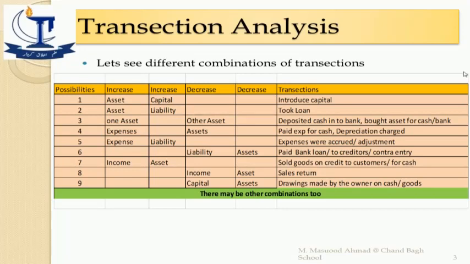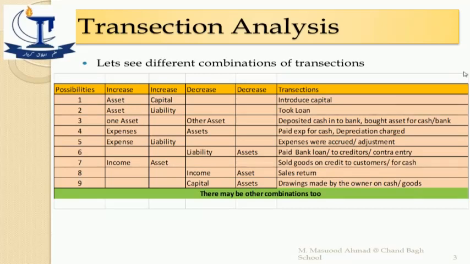Or when the owner of the business, basically the opposite of the first transaction where capital was introduced, drains capital out in the shape of drawings made by the owner, your asset is decreasing and your capital is also decreasing. Many other combinations can be formulated, but keep this in mind: each and every financial transaction has two aspects.